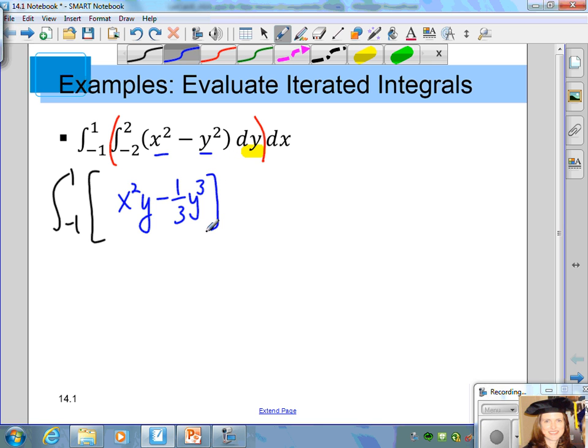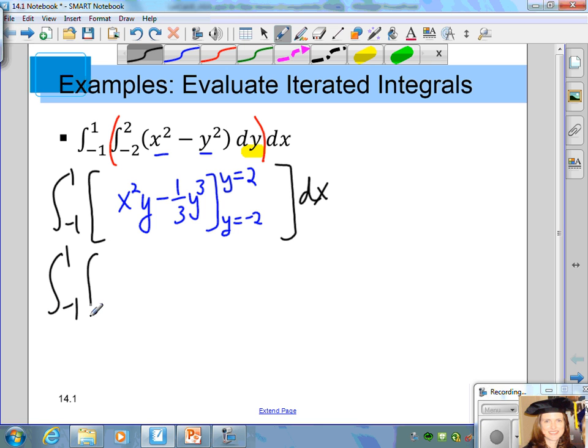You're going to evaluate this antiderivative at the bounds. Now what I like to do here is I like to write the bounds. The lower bound is y equals -2 and the upper bound is y equals +2. I like to do that so I remember what variable to plug in and the bounds for. And then once you simplify all that, it is going to be simplified into your outside integral in terms of x. So let's go ahead and evaluate the inside integral.